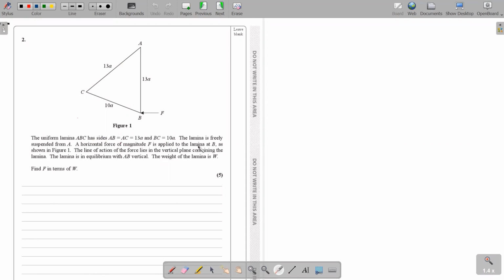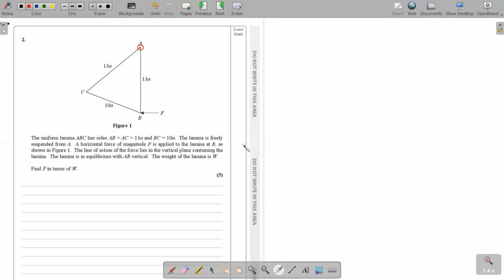Okay, so they say here the lamina is freely suspended from A. So it's already hanging from this point. Make a note of that, it's hanging at this point. They say a horizontal force of magnitude F is applied to the lamina at B. So you apply a horizontal force at B as shown in figure 1.